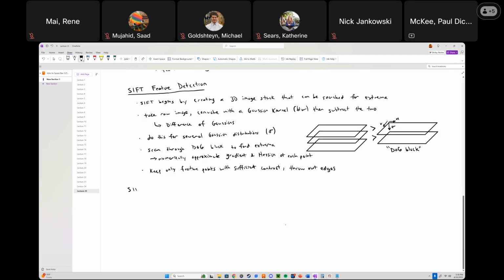So next is SIFT feature descriptors, or let's say description.